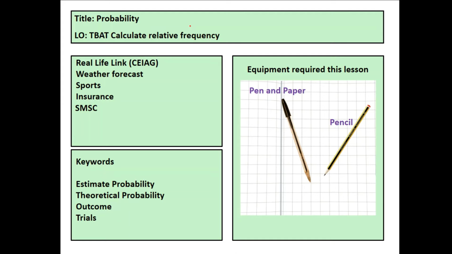What we'll be doing for today's lesson is calculating relative frequency. The keywords for today's lesson are estimate probability, theoretical probability, outcome and trials. The equipment required for this lesson is a pen, paper and a pencil.